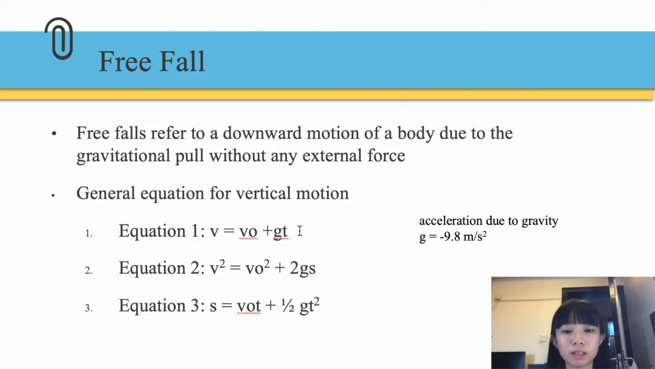The first equation is velocity equals initial velocity plus the acceleration due to gravity times the time. The second equation is velocity squared equals initial velocity squared plus 2 times the acceleration due to gravity times the displacement. The third equation is displacement equals initial velocity times the time plus 1/2 times acceleration due to gravity times the time squared. The acceleration due to gravity is equal to negative 9.8 meters per second squared.